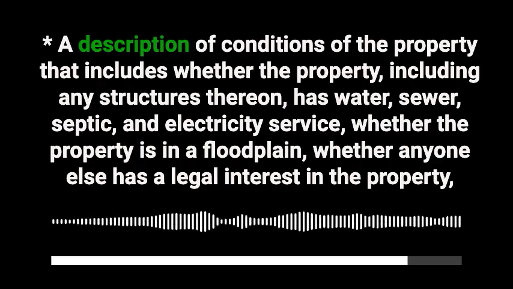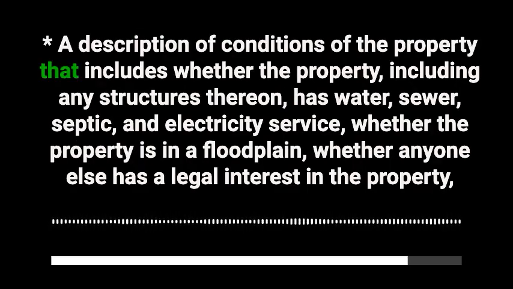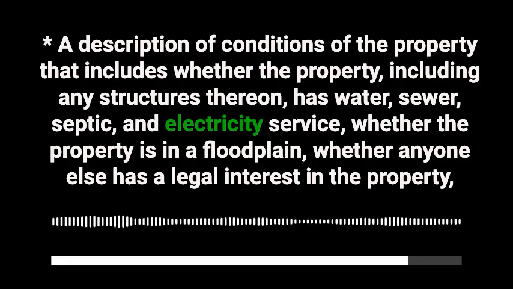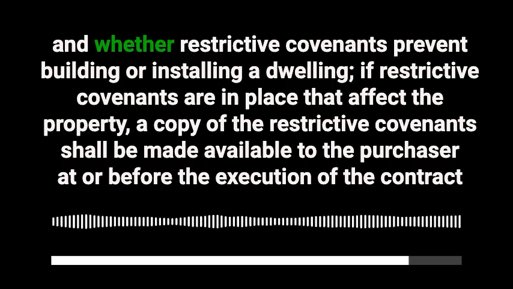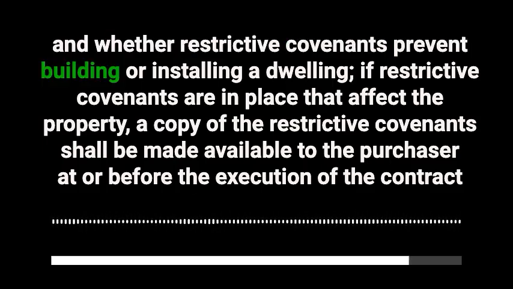penalty. A description of conditions of the property that includes whether the property, including any structures thereon, has water, sewer, septic, and electricity service, whether the property is in a floodplain, whether anyone else has a legal interest in the property, and whether restrictive covenants prevent building or installing a dwelling. If restrictive covenants are in place that affect the property, a copy of the restrictive covenants shall be made available to the purchaser at or before the execution of the contract.